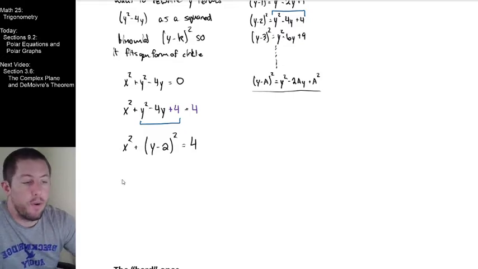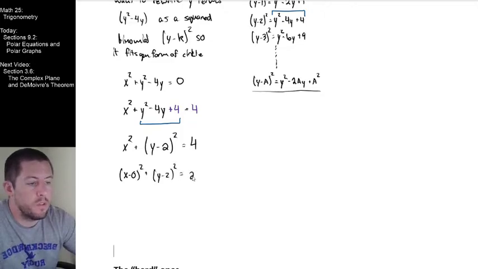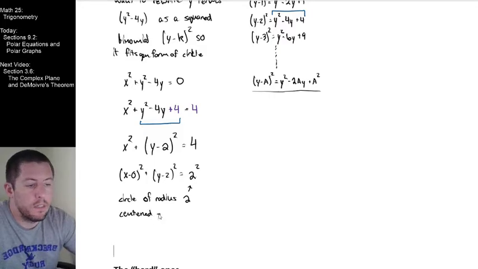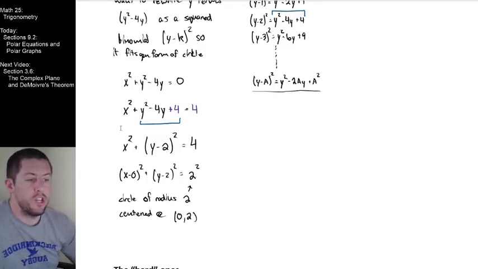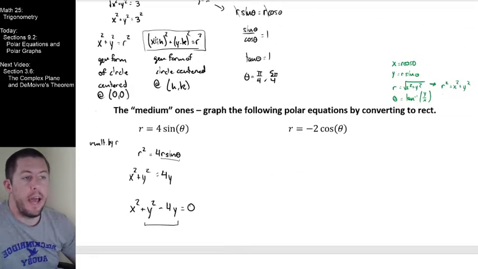And therefore, I'm noticing that this really looks like x minus 0 squared plus y minus 2 squared equals 2 squared. So this is a circle of radius 2 centered at 0, 2. Because our general form up here, we said x minus the h and y minus the k.